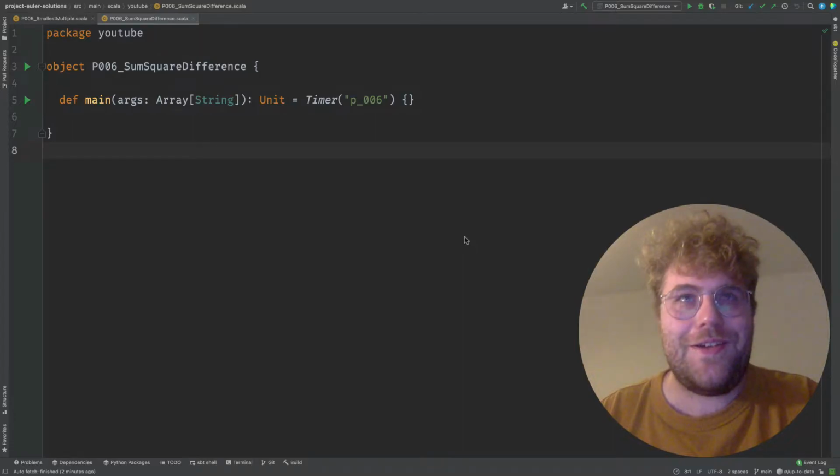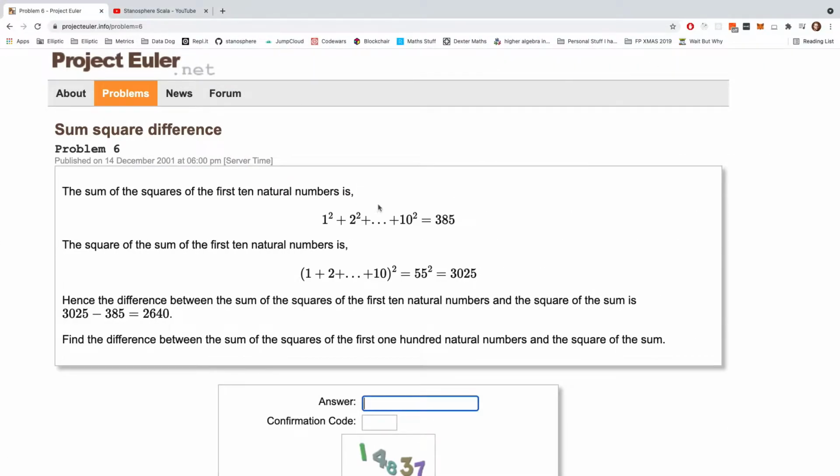Let's have a look at the question for this one. It says here, the sum of the squares of the first 10 natural numbers is 385, and the square of the sum of the first 10 natural numbers is 3025, and you can take the difference between them and it's 2640, and then it's asking us to do that for the first 100 natural numbers.